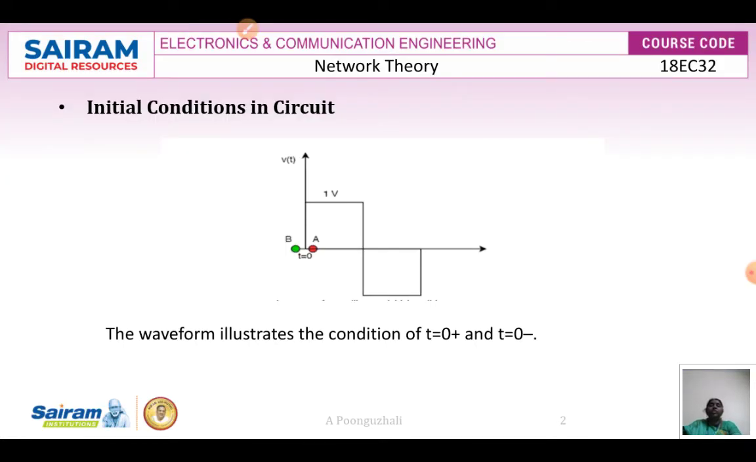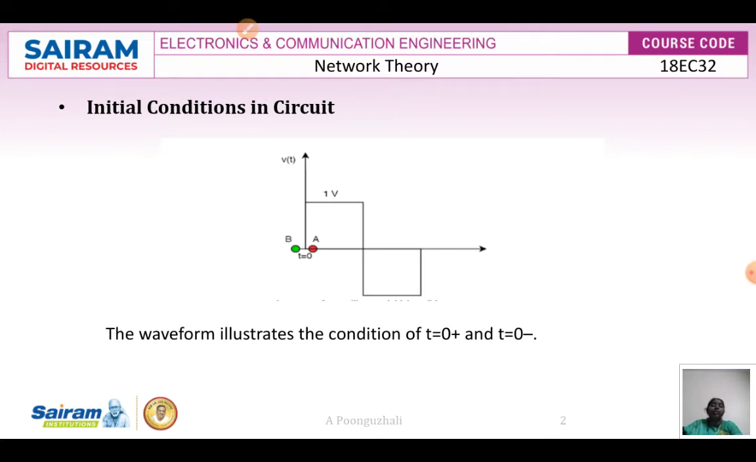First, for the initial conditions in the circuit, we are going to take a waveform. Before closing the switch, before applying the waveform, suppose B is the point before applying this waveform to the circuit. We say that the time is t = 0 minus, and at t = 0 plus we close the switch. That means we are applying the signal to the circuit.